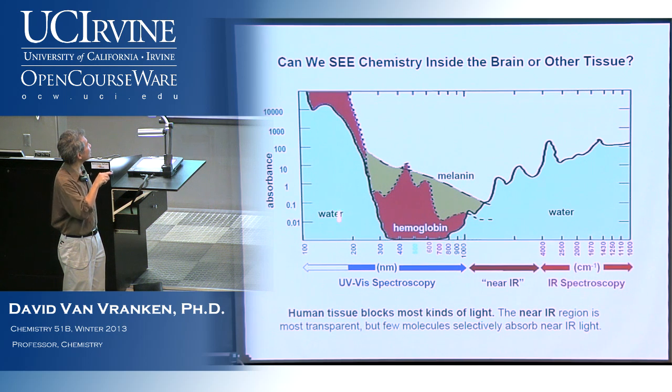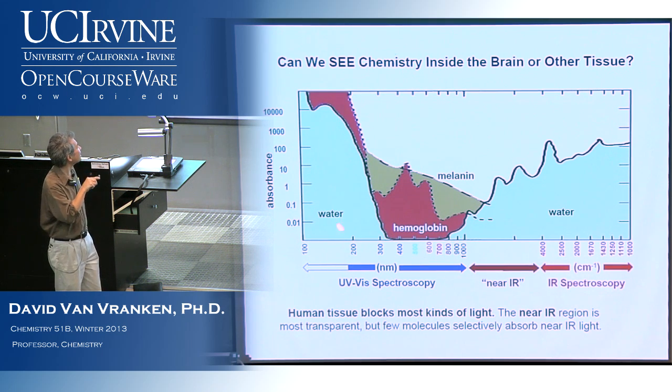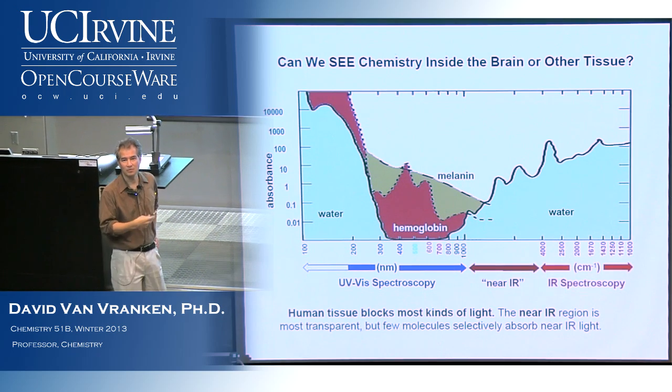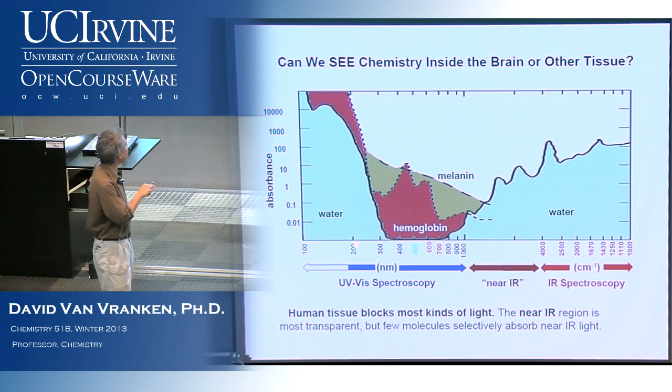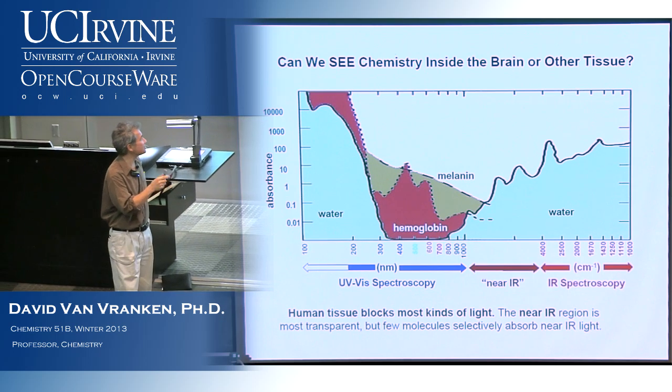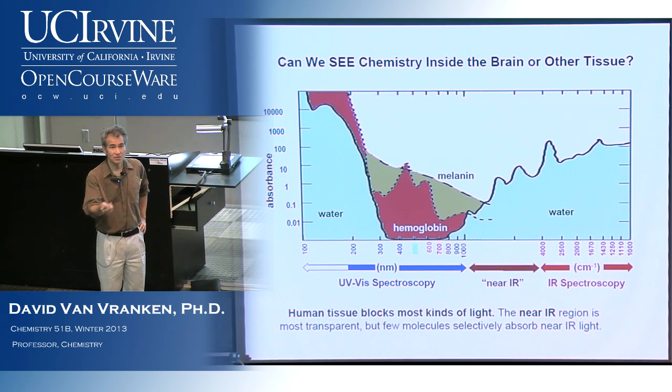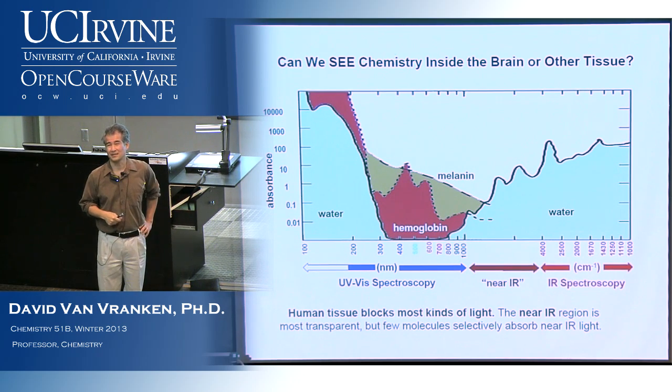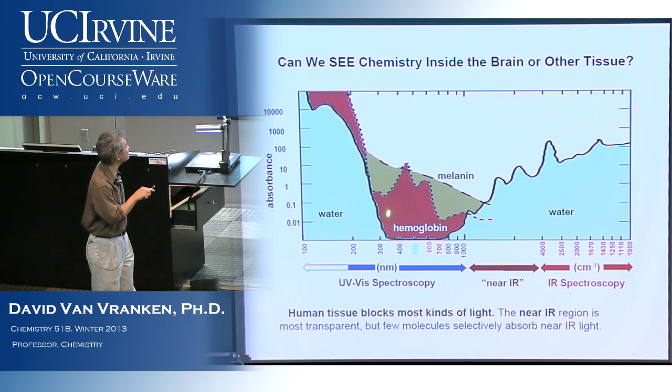So water absorbs strongly there. We're not going to see anything in the brain below 200 nanometers. The water would simply absorb all the light. From 200 to 800 nanometers, that UV vis range, you still can't use light very effectively. A little bit, but not very effectively to see inside the brain.